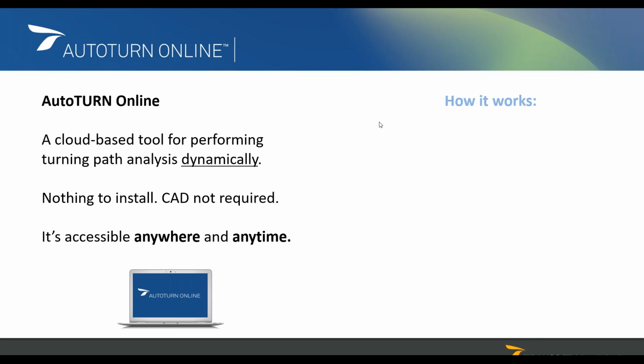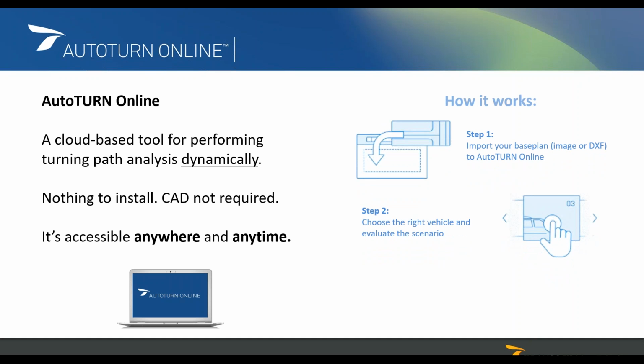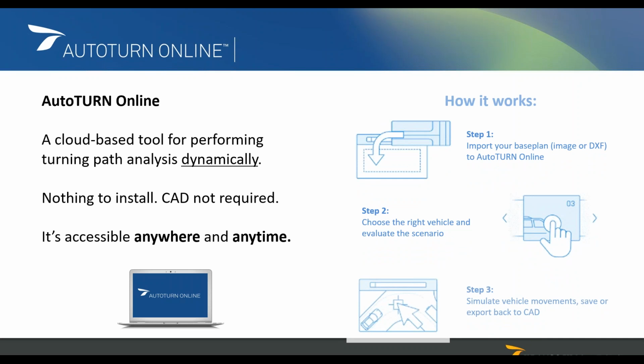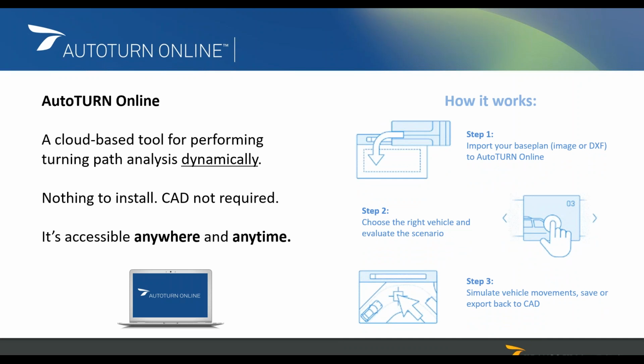Here's how it works. Step 1. You can import your base plan, whether it's an aerial image or DXF, directly into AutoTURN Online. Step 2. Choose the right design vehicle for the scenario. And step 3, simulate your forward and reverse movements, save the drawing directly online, or export the simulations back into CAD so you can overlay it onto your original drawing file.